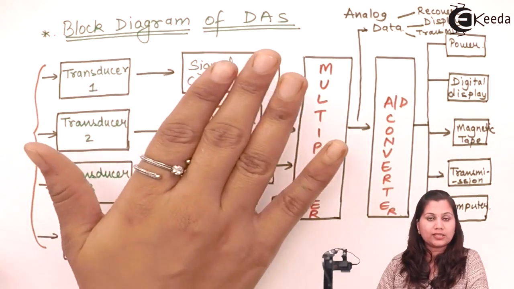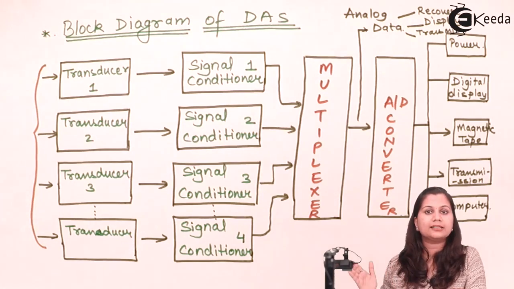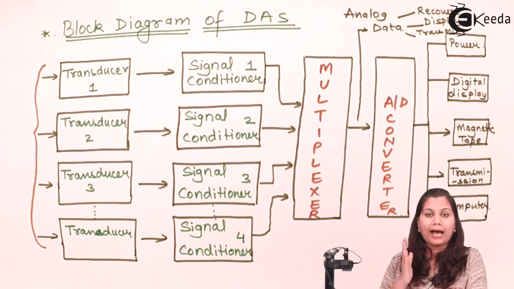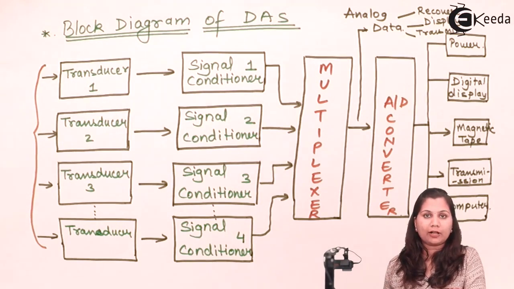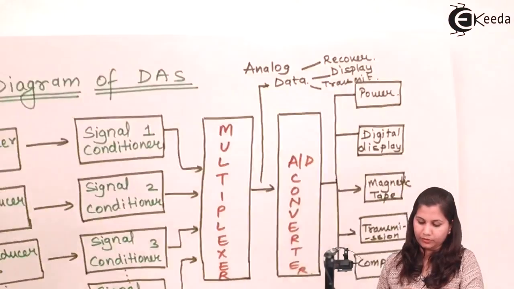Now these data acquisition systems, based on the type of output produced by them, are divided into two types. One is the analog data acquisition system, another is the digital data acquisition system. The analog data acquisition system will give us the analog output, and the digital data acquisition system will give the digital output. Now, come to the point where we will study the objectives of the data acquisition system, that is, for what purpose these systems are used.